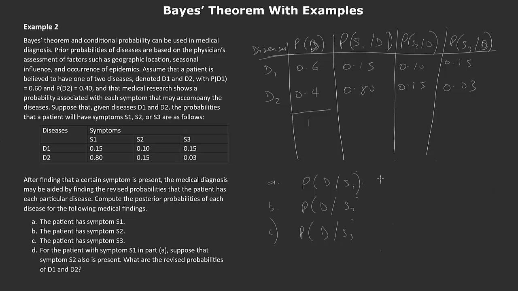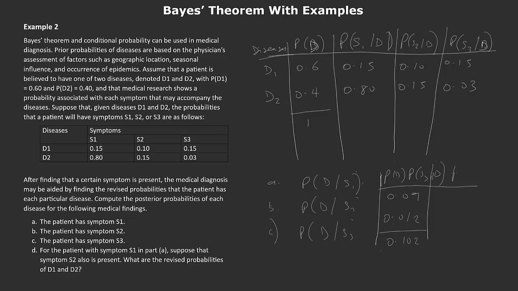For the third question, we are dealing with symptom 3. So the first thing we do is compute the product of the prior times the likelihood for symptom 3. In this case, we're going to multiply 0.6 times 0.15, and that will give 0.09, and this is 0.012. So let's take the sum of this. That will give us 0.102.